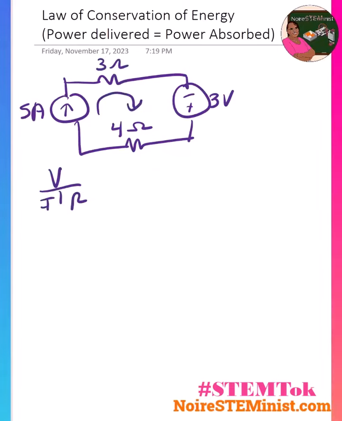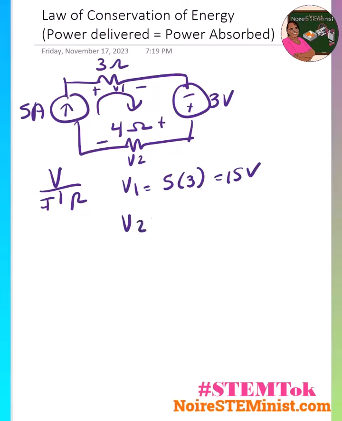Remember that Ohm's law states that V equals I times R, and since all of these elements are in series, they share the same current. So to find V1, that is 5 times 3, or 15 volts, and to find V2, that is 5 times 4, which is 20 volts.